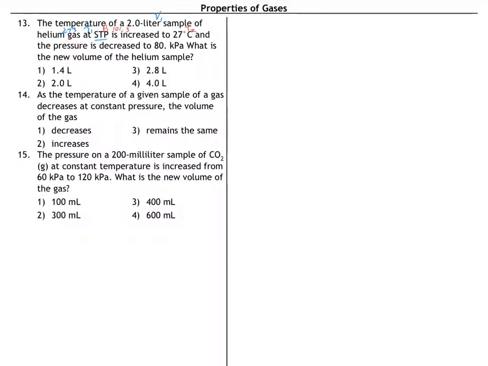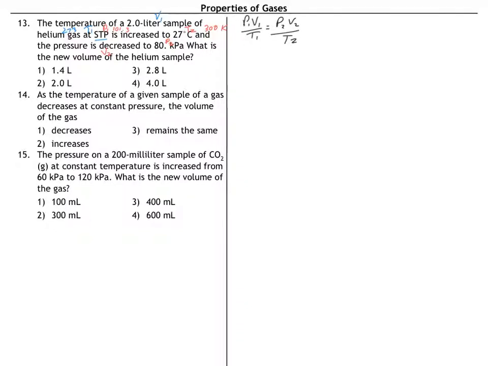This is my value for T2, but instead of 27 Celsius, I'm going to write it in Kelvin, and that's going to be 273 plus 27. And if I'm doing my math correct, that's 300 Kelvin. And they say the pressure has been decreased to 80 kilopascals, so that's my second pressure. They want to know the new volume, or V2.